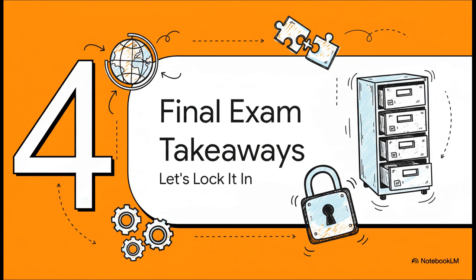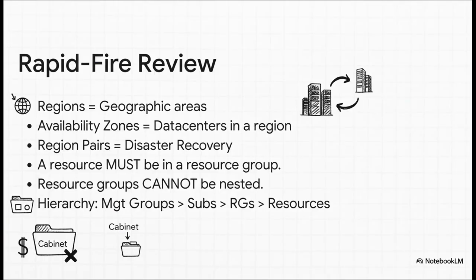All right, that was a ton of foundational knowledge, I know. We covered the entire globe and then organized our digital filing cabinet. So now let's lock it all in with a rapid-fire review of the most critical points you need to know for the exam. You're ready? Let's do this. First, regions are geographic locations. Availability zones give you high availability inside a region. Region pairs give you disaster recovery between regions.